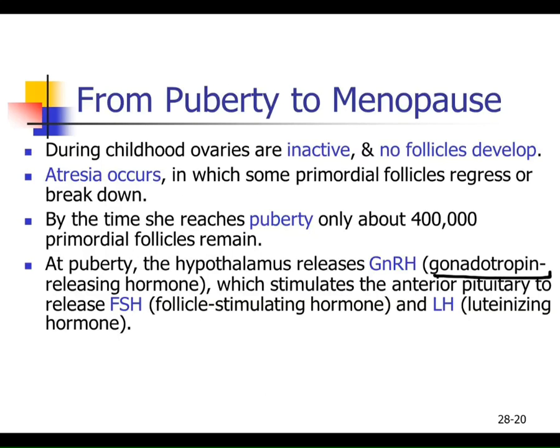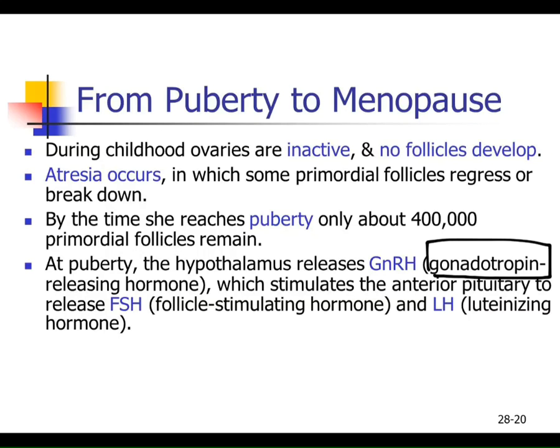We just had tropic in our vocab. It was the first slide. I messed up, right? It was on your last vocab. It was supposed to be on this one. But tropic means what? Influencing. So gonadotropic or gonadotropin must be what? A hormone that is going to influence, tropin, the gonads.